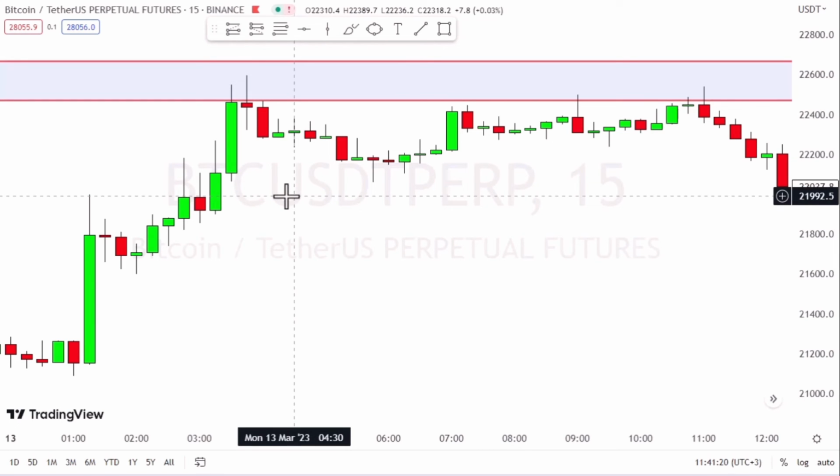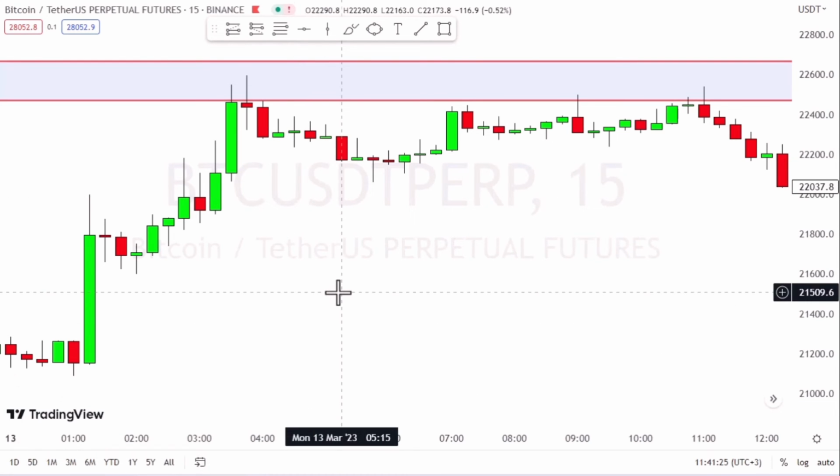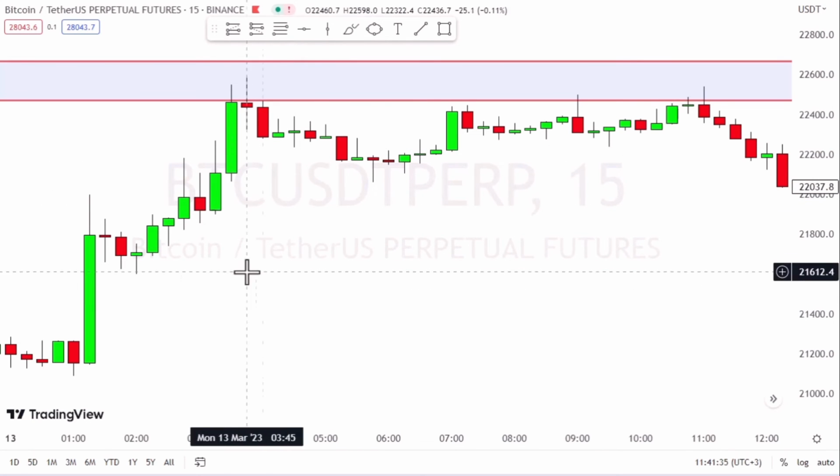If you take a look here, it just caused the price to reverse from this resistance level and go down. If we just come here, it's causing the price to go down.